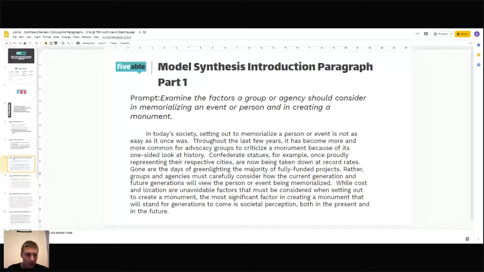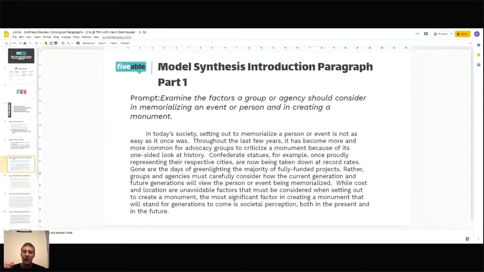This is just my entire intro on this slide. First of all, the prompt says, and this is one from just a few years ago about monuments, this is the wording from College Board: Examine the factors a group or agency should consider in memorializing an event or person and in creating a monument.